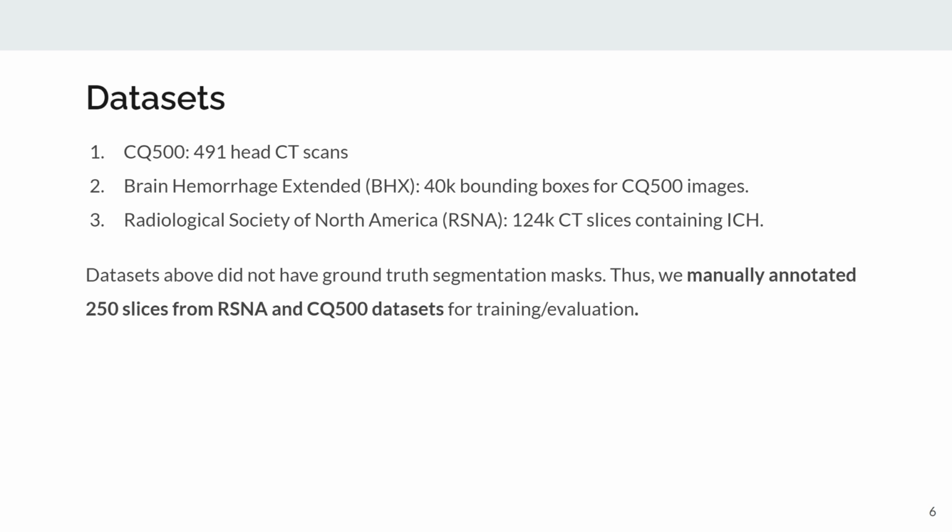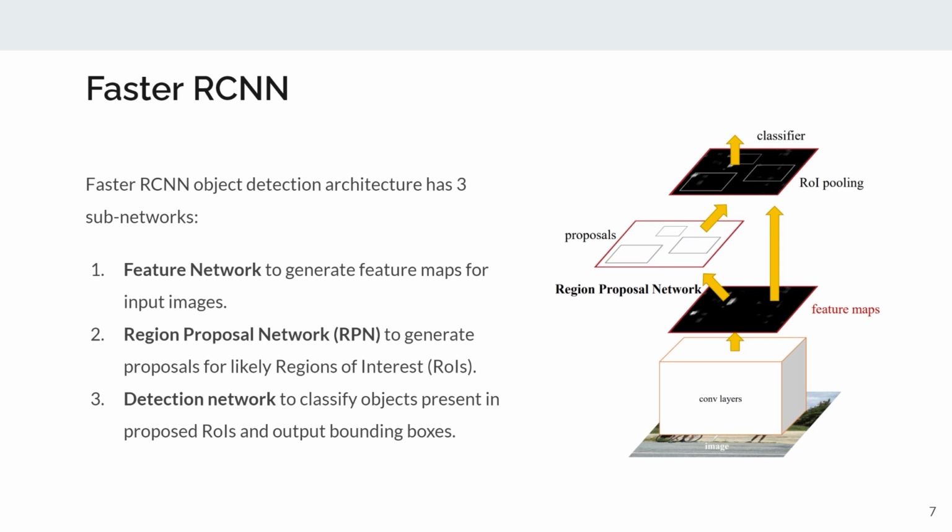Datasets used for this FYP were the CQ500, Brain Hemorrhage Extended or BHX, and Radiological Society of North America or RSNA intracranial hemorrhage datasets. The datasets above did not have ground truth segmentation masks publicly available, so we manually annotated 250 slices from RSNA and CQ500 for training and evaluation.